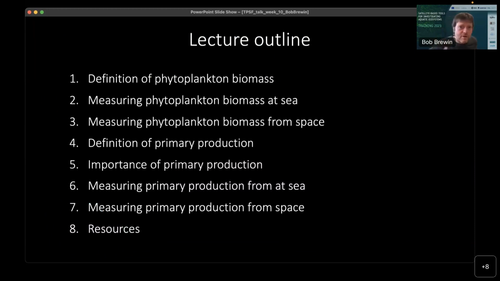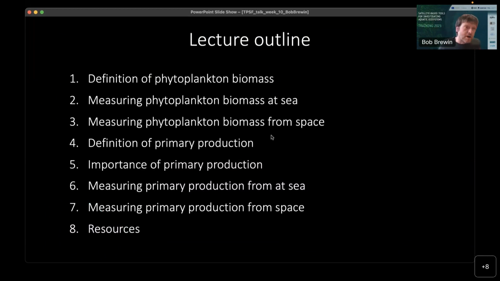Just a very brief overview. We've talked about our definition of phytoplankton biomass, how we measure that in the sea, dealing mainly with chlorophyll concentration in this lecture, how we measure that fluorometrically, using high-performance liquid chromatography or in vivo spectrophotometry, and how we measure phytoplankton biomass from space, linking back to some of those early modules that you would have learned on relating the color of the ocean to the chlorophyll concentration.